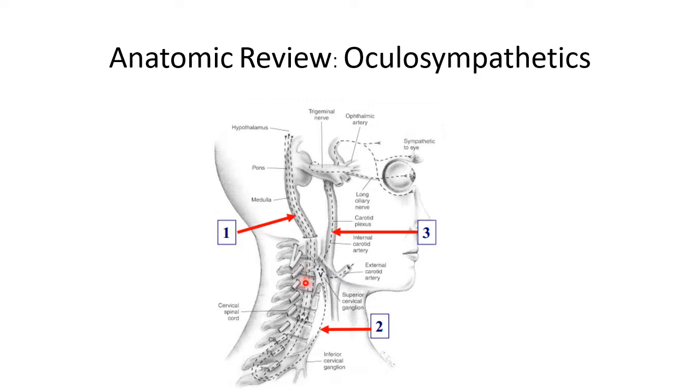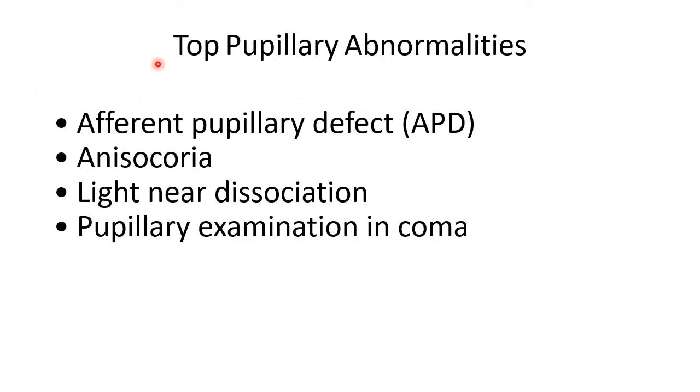mandible, where they synapse here at the superior cervical ganglion, and then as third order neurons enter the cavernous sinus and join the ophthalmic branch, that V1 branch of the trigeminal nerve, and exit via the superior orbital fissure to innervate the pupillary dilator.